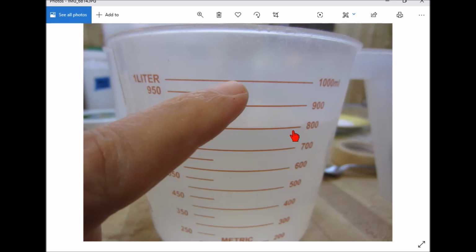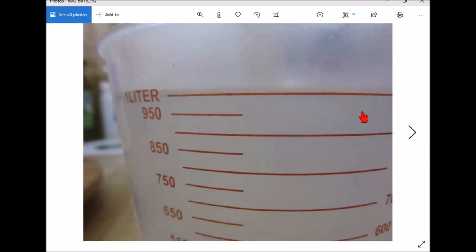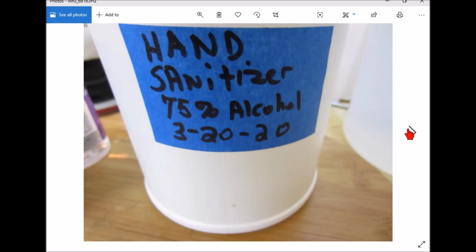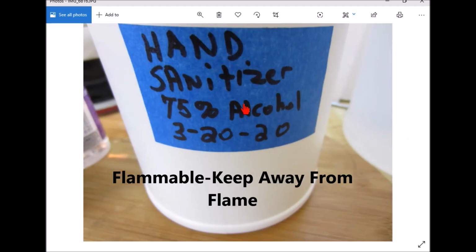So we've added our 3 ingredients. This is where we're at now. We're going to finish by going to 1 liter with water, the distilled water we just showed you. We're done. We've got 1 liter now. Now we're going to add it to this container and we're going to label it: what it is, what's the percentage alcohol, 70%, and the date we did it.